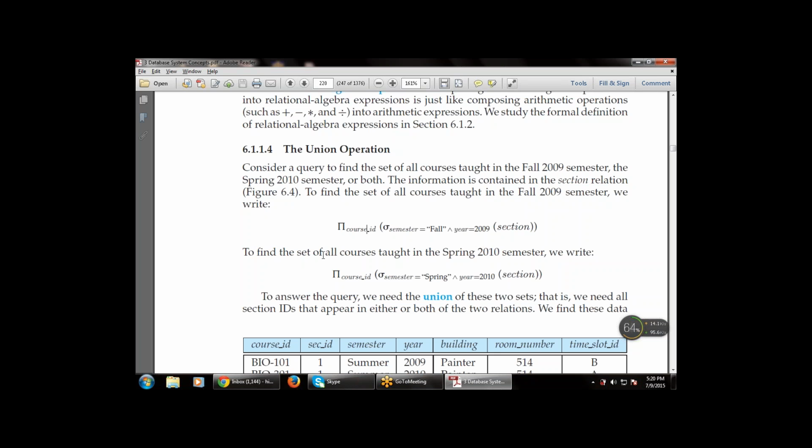Now to find the set of all courses that are taught in the spring 2010 season, we use semester equals spring and year equals 2010. So in the fall season, it is semester equals fall and year equals 2009. In the spring season, semester equals spring and year equals 2010. Now to answer the query, we need the union of these two sets.